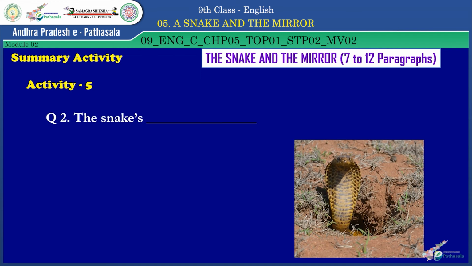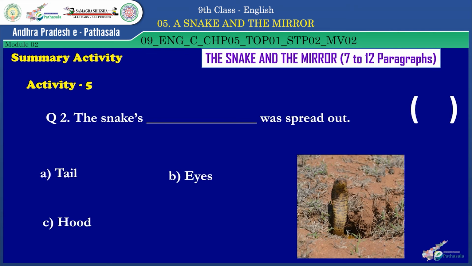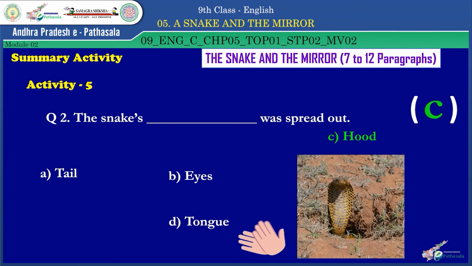The snake's dash was spread out. A, tail. Is it tail, my dear students, spread there? We don't know. B, eyes. C, hood. D, tongue. Which part has spread out there? Yeah, my dear children, you are right. C, hood is the right answer. The snake's hood was spread out.